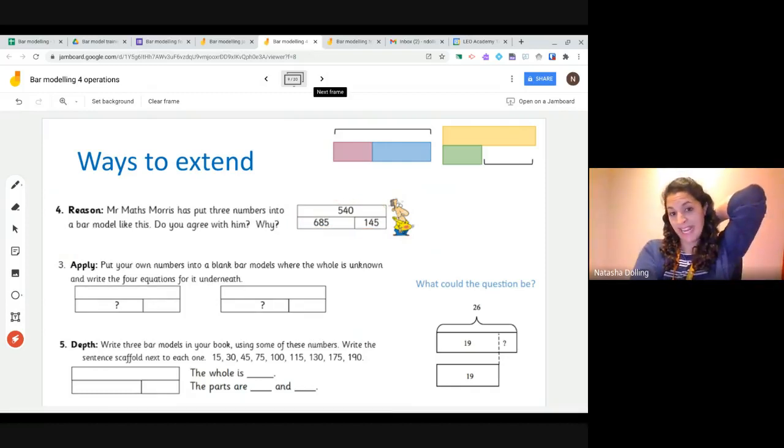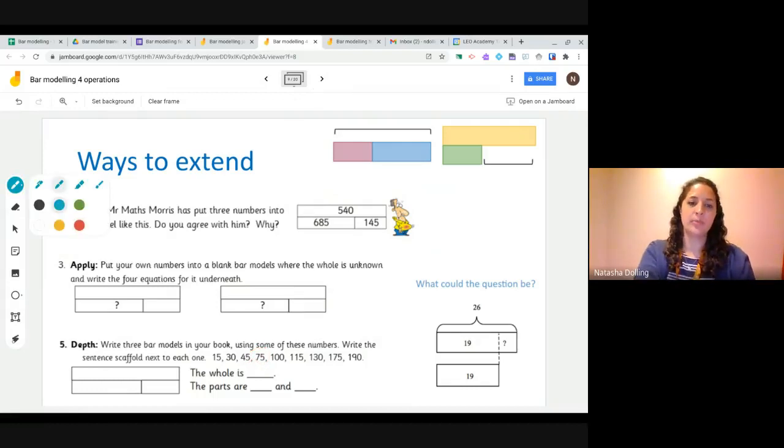You could give them blank bar models and get them to come up with their own equations to write from these blank bar models. They can put their own numbers in, but essentially you're looking for the correct equations being written with the question mark in the correct place. This one I really, really like. Write 3 different bar models in your book using some of these numbers. Write the sentence scaffold next to each one. So I've chosen numbers that have relationships, so 15, 30, 45, 75, for example.